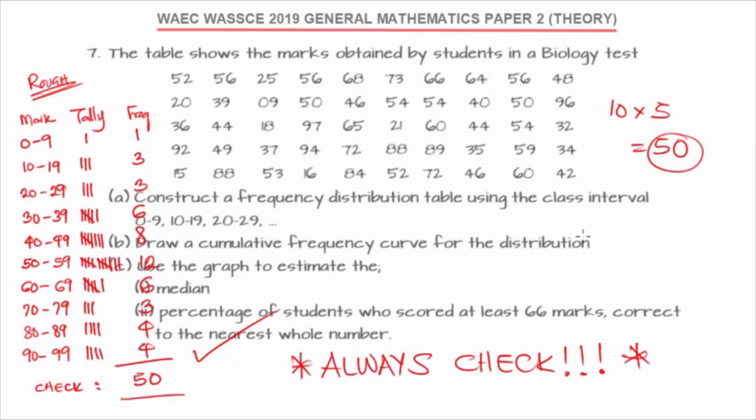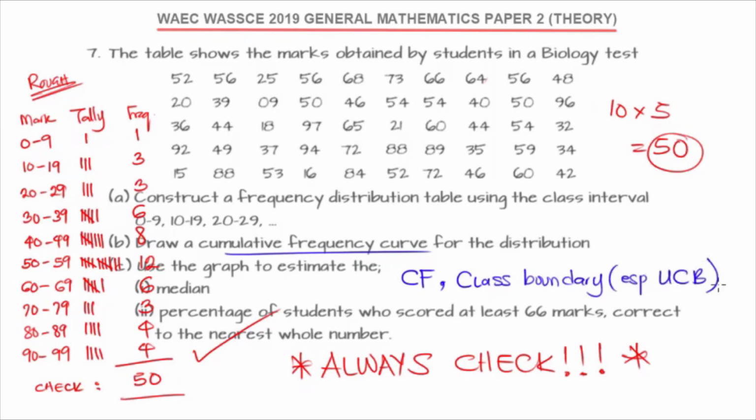But if you have checked and you have confirmed that all the entries are represented, you have your frequency as desired, you can now go to get the other questions done. Like here, we're told to draw a cumulative frequency curve for the distribution. That will be a curve in which we have on the x and the y axis, we have the cumulative frequency, okay, and then we are going to be using the class boundary, and we are going to draw that graph, the cumulative frequency against the upper class boundary.